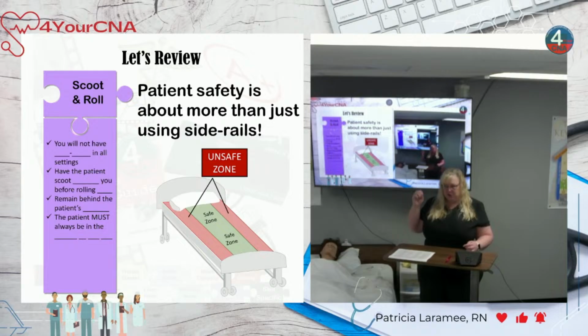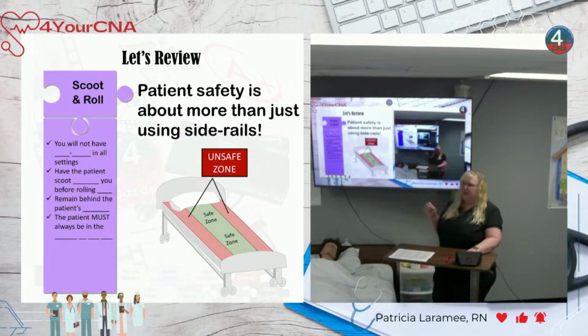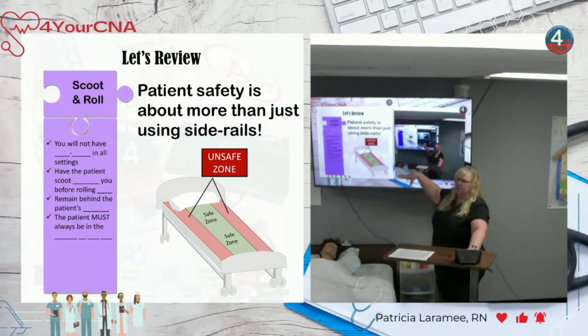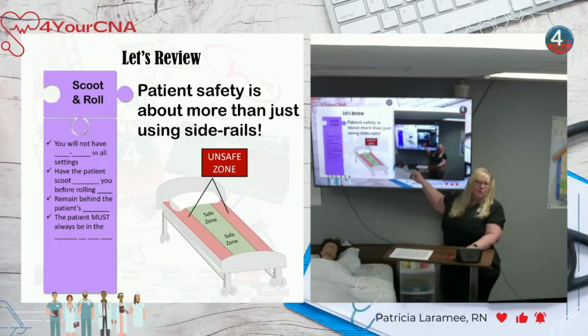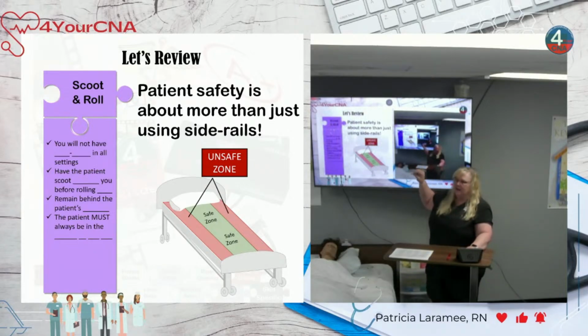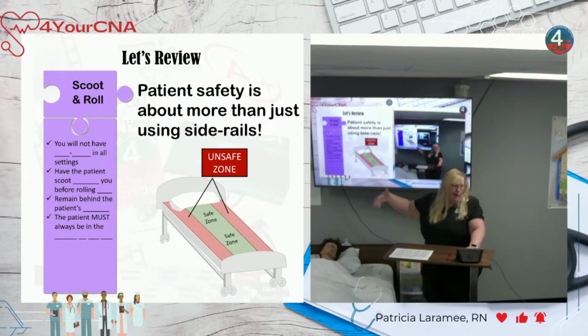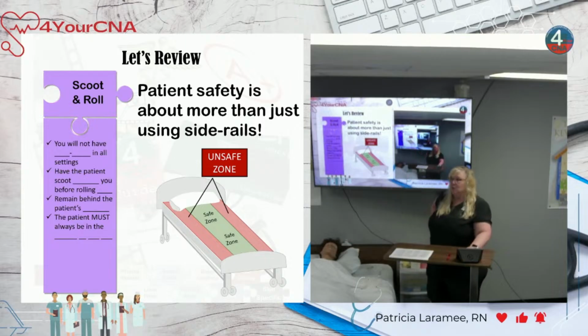So again, make sure you're looking at that patient. They need to be in the middle of the bed. This is a non-negotiable. I think this is probably one of the most important principles that we have because it deals with safety. And yet, it's something that we just tend to get through. Remember, this one's important.